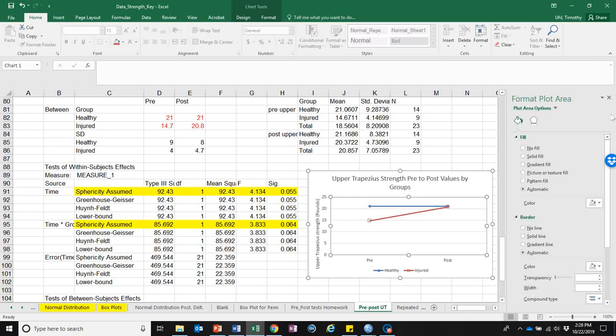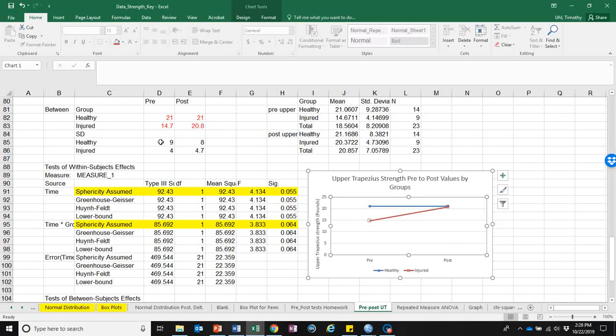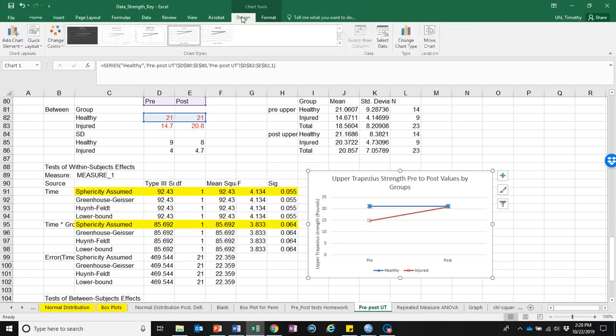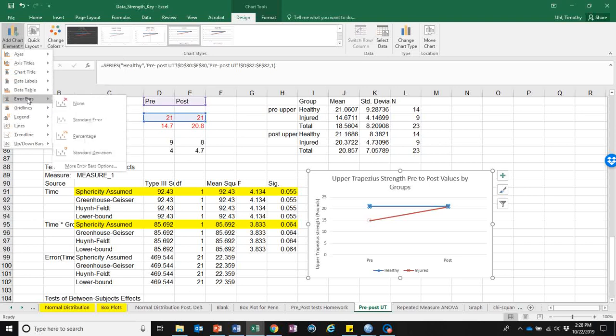Okay. Last thing is to put in your error bars, and this is why I created two different tables, one with means, one with standard deviations. I understand Prism and other graphing products might give you different ways of doing that. So I click on my healthy, excuse me. I'm going to go up here to my design, and I'm going to add my chart element. So I go design, add chart element, and then down here it's going to say error bars.